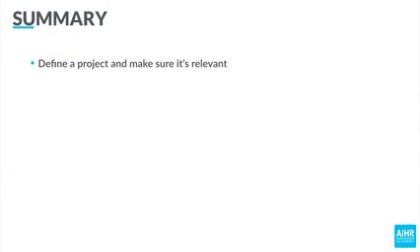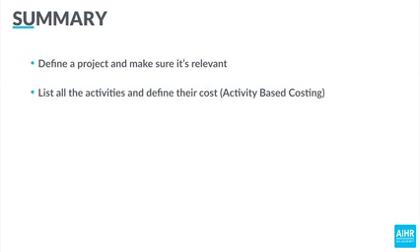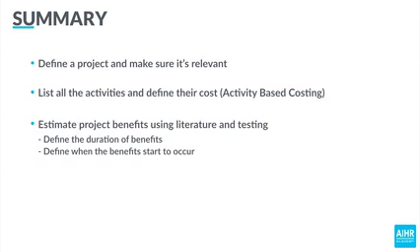Now what have you learned? First of all, you need to define a project and make sure it's relevant for the business, it's relevant to achieve your HR outcomes. Second, you need to list the activities and define their cost. That's the principle of activity-based costing. You have a number of activities and you can define their cost. Third, you need to estimate the project benefits using, on the one hand, literature, on the other hand, talking to the vendors, and also by just testing it.